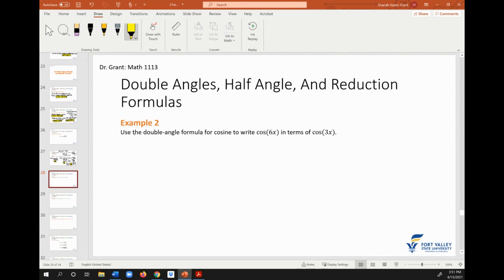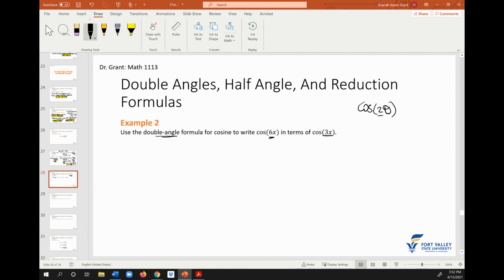Okay, so now here we want to use the double angle formula for cosine to write cosine 6x in terms of cosine 3x. So when we talk about double angle formula, recall that it's cosine or sine or whatever the case is of 2 times theta. So we just have to think about, well, here we have cosine 6x, and we want to write it in terms of 3x. And we're using our double angle formula. So there should be some type of 2 times something there.